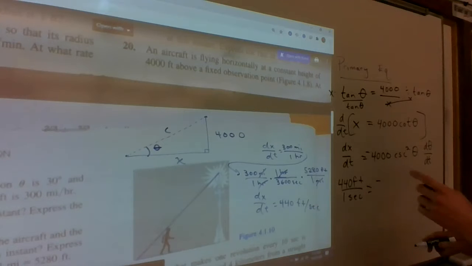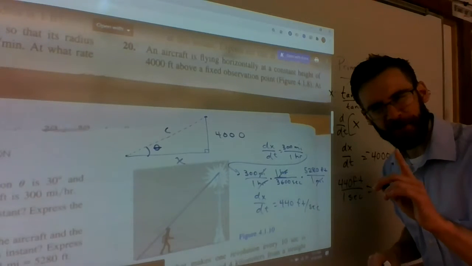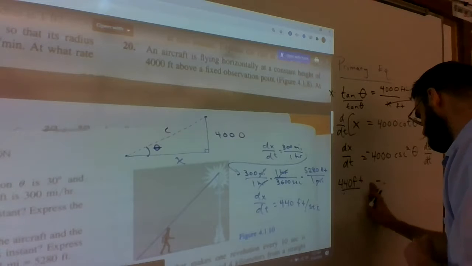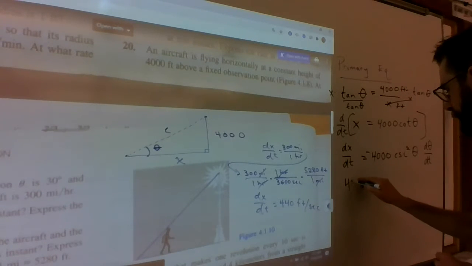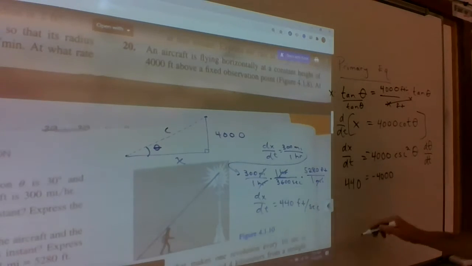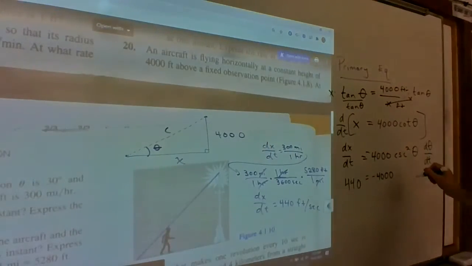All right, now we can start plugging stuff in. I'm going to keep the units too so we can keep track of things. So I've got 440 feet over 1 second is equal to negative. Now, technically, this was 4,000 feet divided by x feet. I think I'm going to deal with the units at the end because I'm already confusing myself.